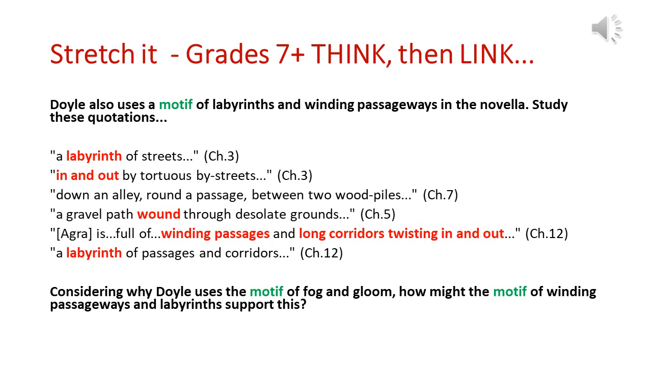Now a labyrinth is a maze, so what that might be suggesting is that the investigation that they've embarked upon is really quite complex. So just when you think you are following one clue, you end up at a dead end like you would in a maze, and you have to turn back and go a different way. So it links to this idea of there being lots of red herrings in the story. So each time they follow one lead, often it doesn't result in anything. So please consider why there are so many labyrinths and so many winding passageways and long corridors twisting in and out.